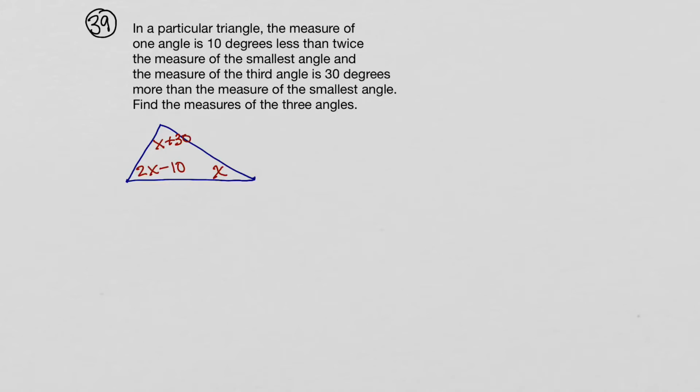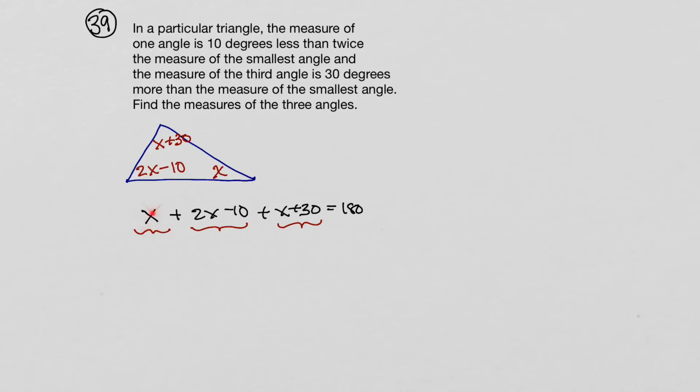Now, a fact from geometry is that if you add up the measures of the three angles of a triangle, that always comes out to 180 degrees. So here's what we know. We know that our x plus the 2x minus 10 plus the x plus 30 has got to be 180. So here's the measure of the first angle, the second angle, and the third angle. You add those up and you get 180. So there's our equation.